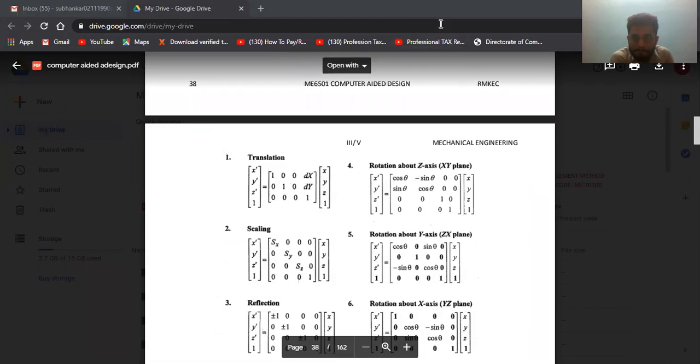Translation formula. Can you tell me what is happening in this formula, if you have understood the concept of translation?